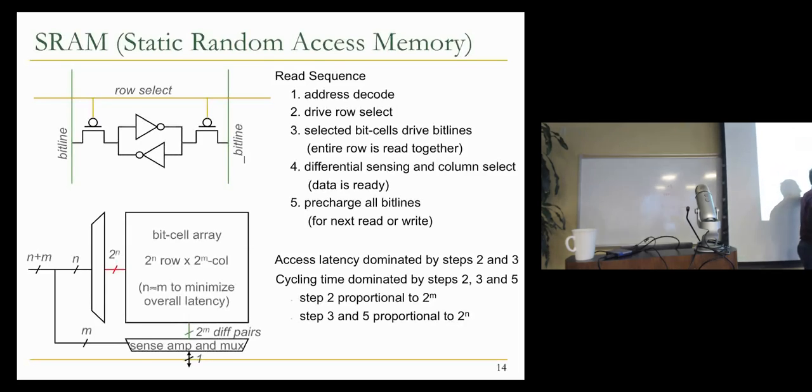There's also cycling time, which is basically how long it takes until you can do the next access from this access. And that's dominated by certainly this access, how long you can drive the bit lines, and how long it takes to drive the word lines, and also how long it takes to do the precharge. And if you think of step 2, driving the word lines is proportional to how many columns you have, right? And the access latency of step 3 and step 5, basically driving the bit lines, either from the row into the sense amplifiers or by precharging the bit lines, is proportional to the number of rows you have, right? Because a bit line spans the entire length of the array.